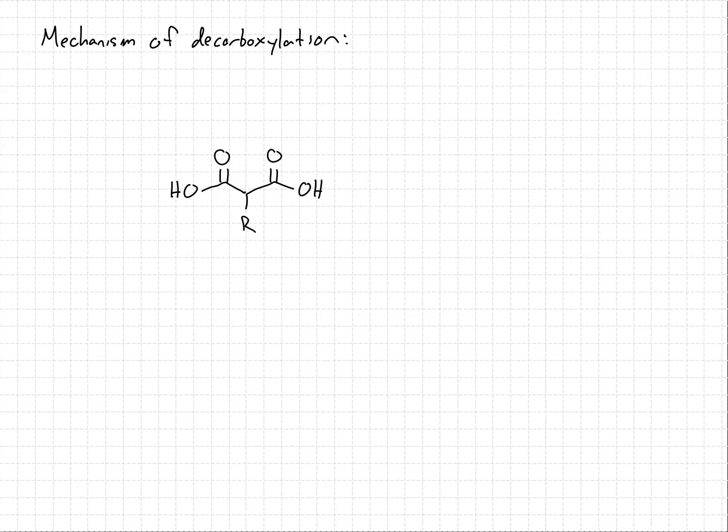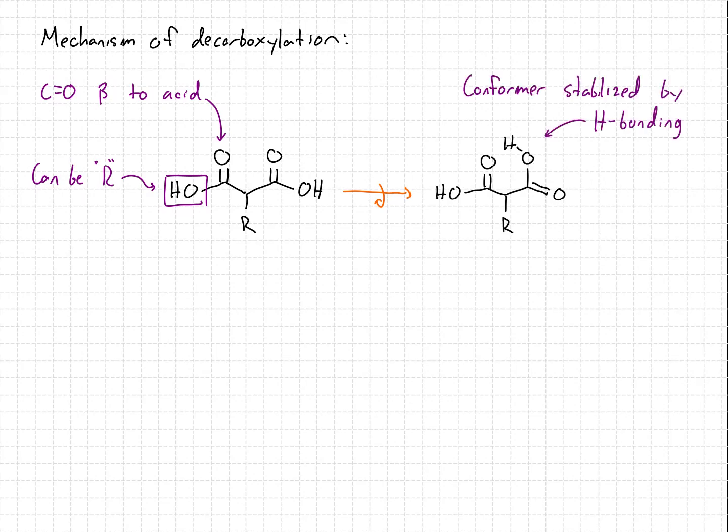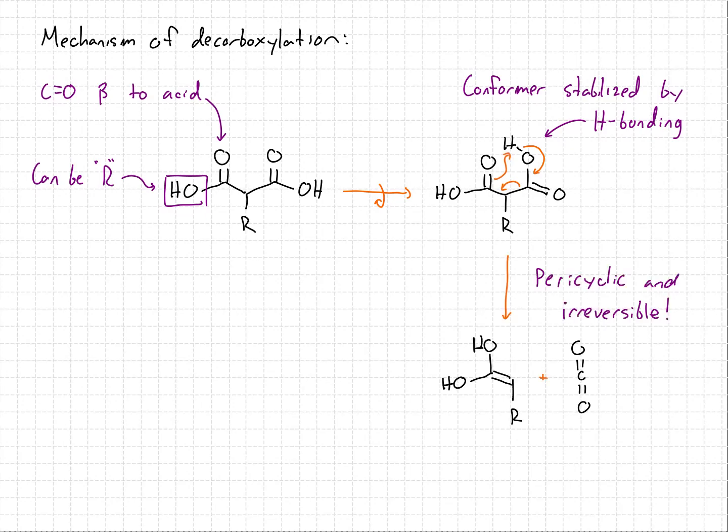Well, if we start with a compound like this, one that has a carbonyl group which is beta to a carboxylic acid, notice that I've only referred to the carbonyl group here. This could be another carboxylic acid, it could be a ketone, it could be an aldehyde, any other member of the family will suffice. We can rotate this around to get to a more stable conformer, which is stabilized by hydrogen bonding. The carbonyl group, which is hydrogen bound to that hydrogen, will then cause a pericyclic reaction to happen, which will eject CO2. Since we're ejecting a compound which is a thermodynamically stable gas that will rapidly bubble out of solution, this process is irreversible.